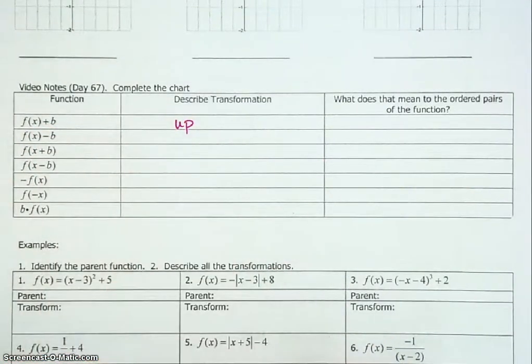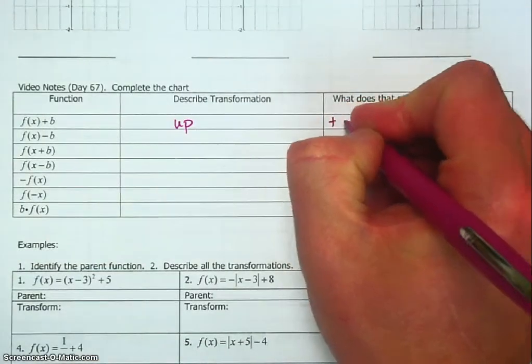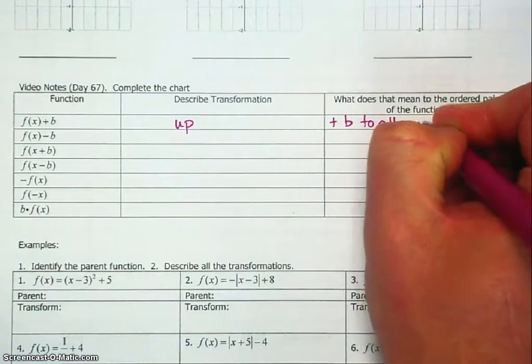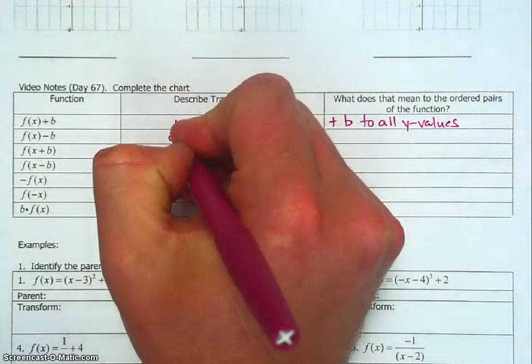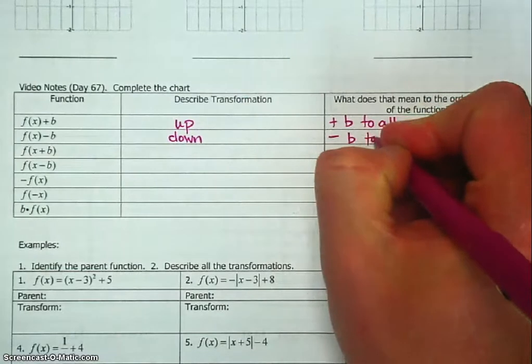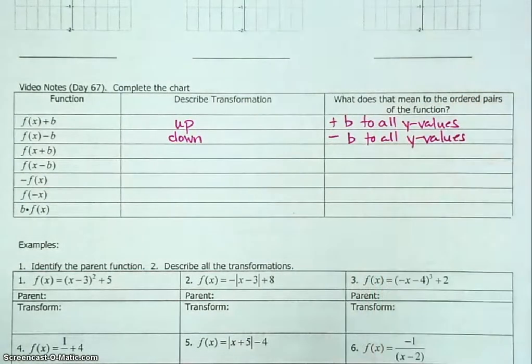And what does that mean as far as your coordinates go? Well, that just means that you are going to simply add b to all the y values. So you're going to add b to all your y values if you have plus b. And again, if I have minus b, then that's going to move the function down, which means I'm going to subtract b from all y values. And so that's going to take the function and move it up or down.